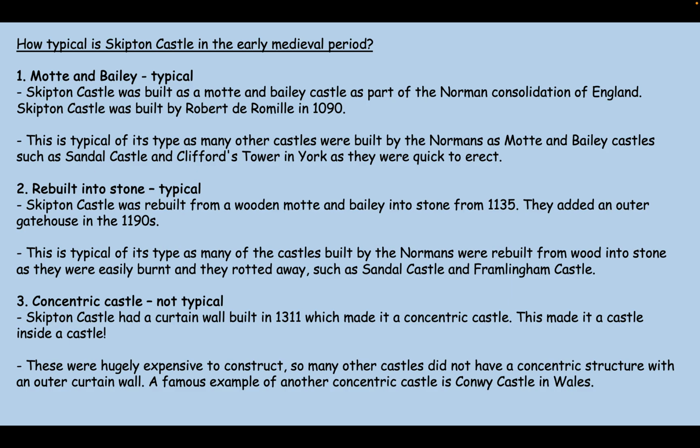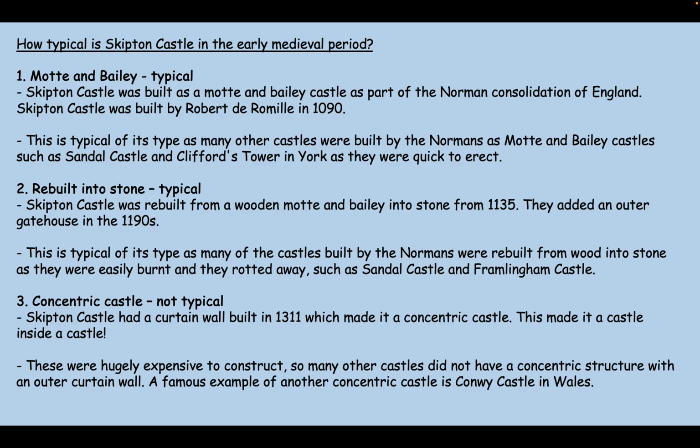So the first reason why Skipton Castle is typical in the early medieval is that it's built as a Motte and Bailey. Now, hundreds of castles across England were built by the Normans as Motte and Baileys. So Skipton Castle was built as a Motte and Bailey by the Normans in 1090 by Robert de Romille. So it's typical of its type because hundreds of other castles were built by the Normans as Motte and Baileys, such as Sandal Castle and Clifford's Tower in York. So we've mentioned there 2 other castles that we're saying, yeah, Skipton Castle was typical because other castles like Sandal Castle and like Clifford's Tower were also built as Motte and Baileys.